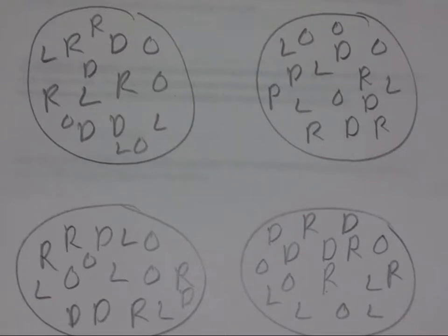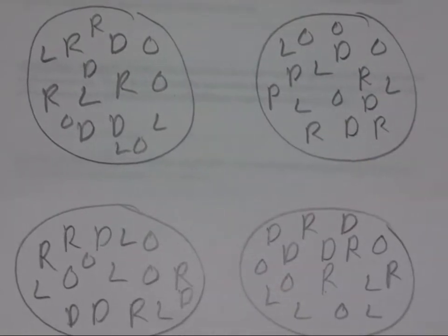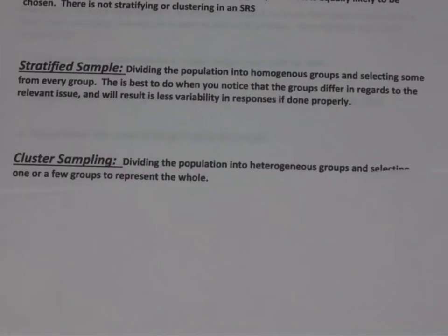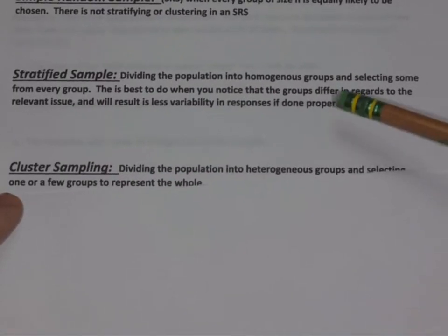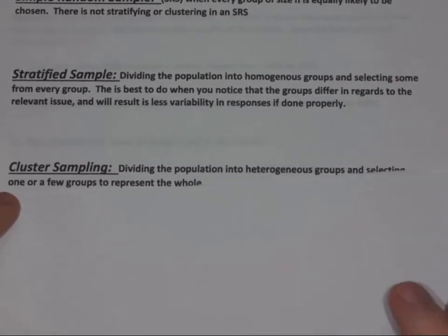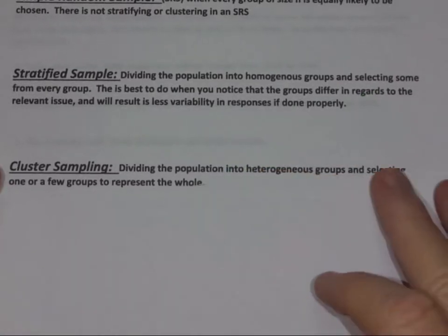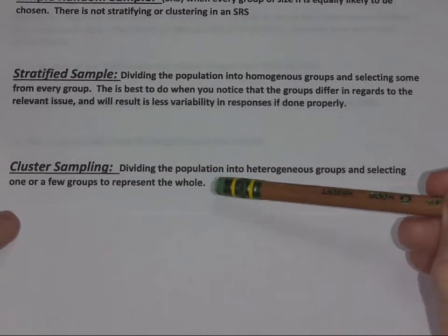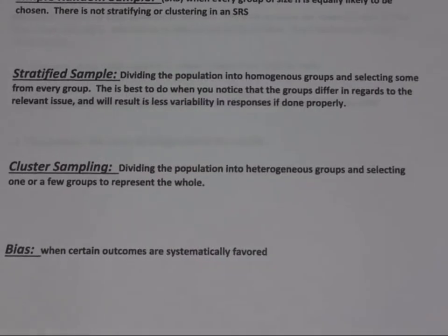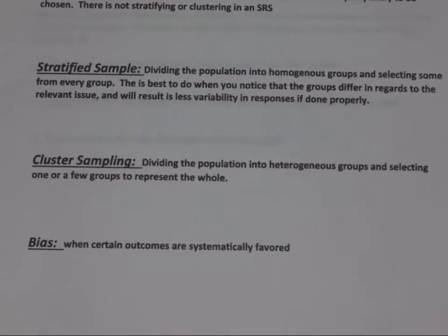Now, you have to have reason to believe that the groups really are heterogeneous in regard to the relevant issue, which in this case is the proportion that are going to vote for this candidate. So stratified sampling means dividing into groups and getting some from every group. Cluster sampling means dividing into groups and randomly selecting one group or a small number of groups to represent the whole.